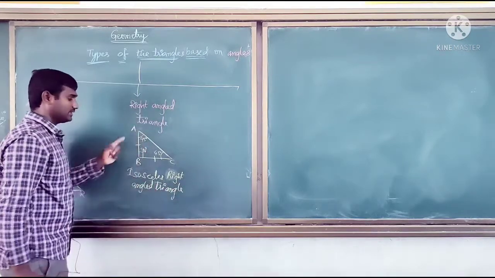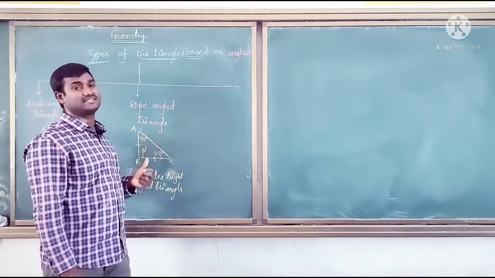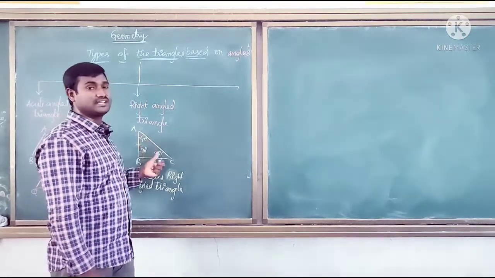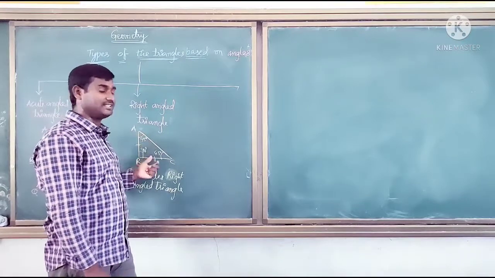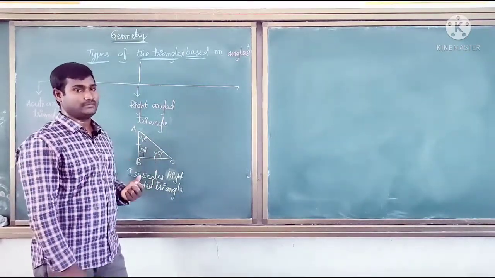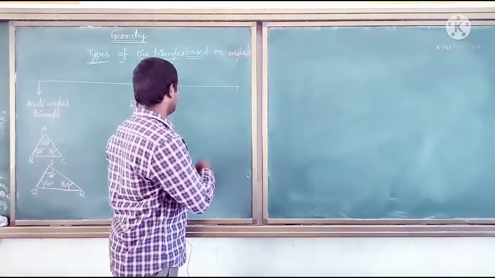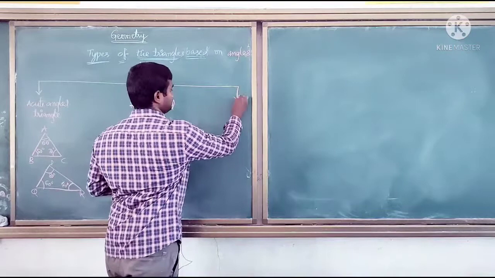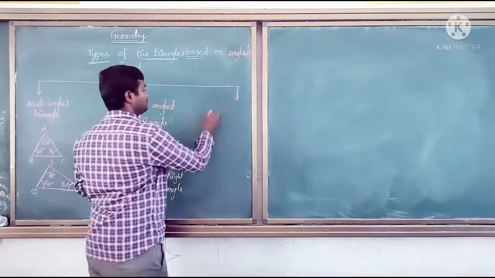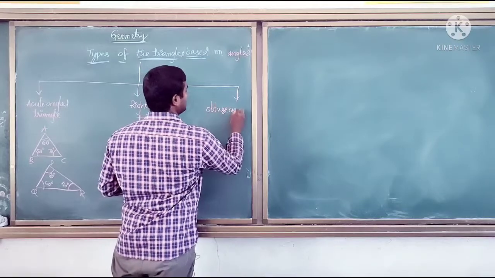Okay, in a triangle, if two sides are equal and one of the angles is 90 degrees, it is called an isosceles right angle triangle. Next, one more type of triangle we have, the obtuse angle triangle. What is an obtuse angle triangle?